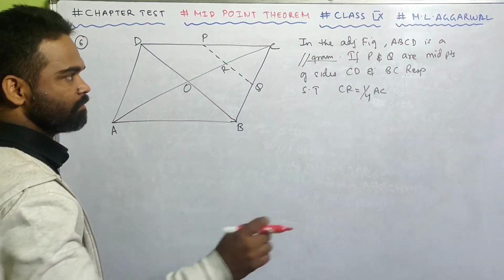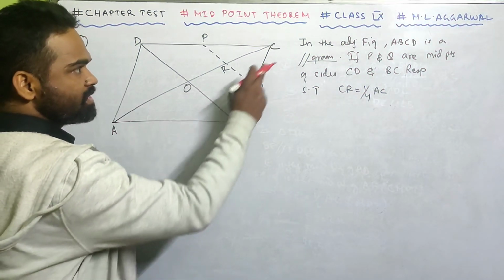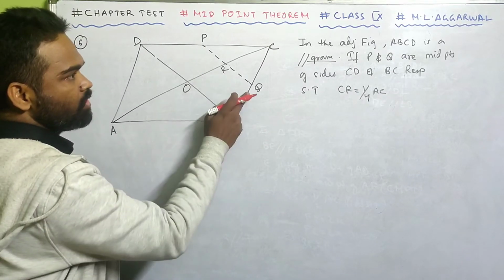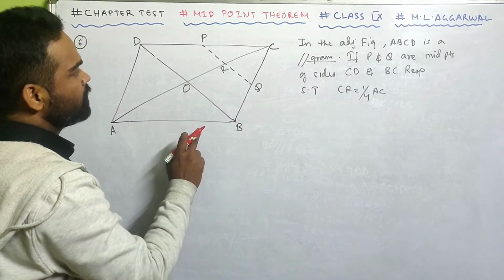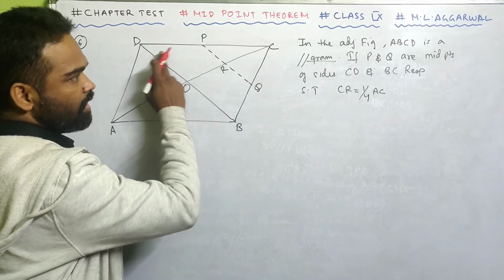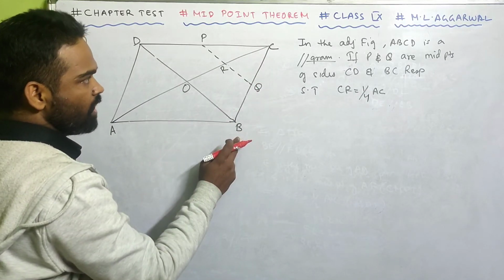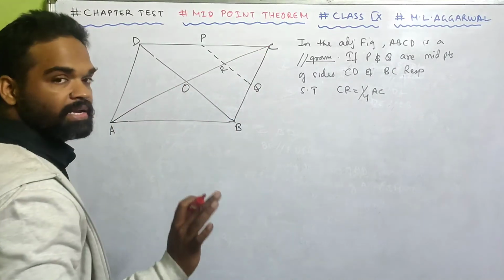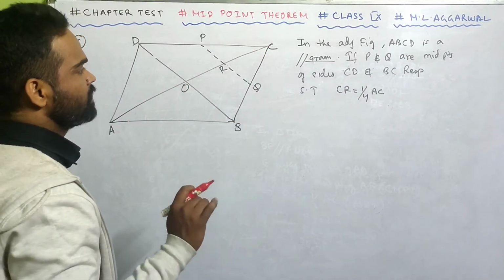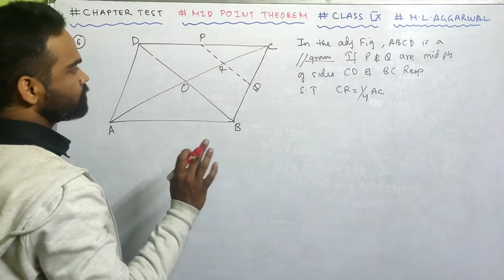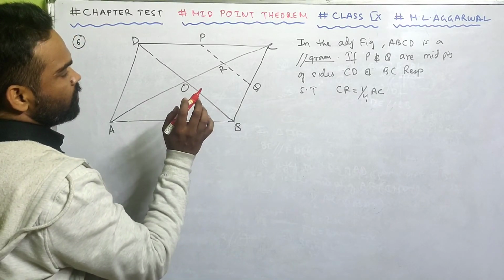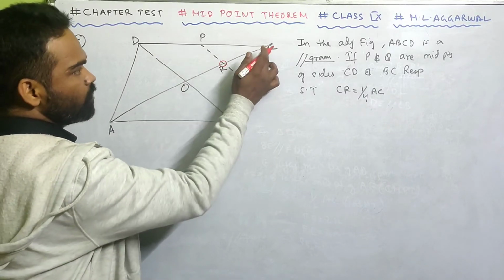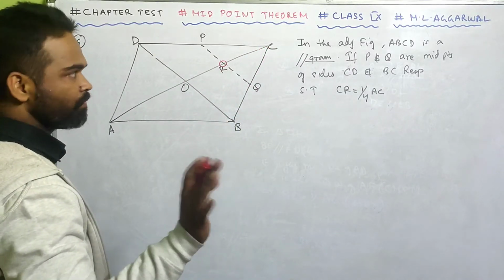Now look at number 6. In the adjoining figure, ABCD is a parallelogram. If P and Q are midpoints of CD and BC respectively, show that CR is 1/4 AC. Very easy. Look over here first. First we need to prove that R is the midpoint of OC. Then our work is done.